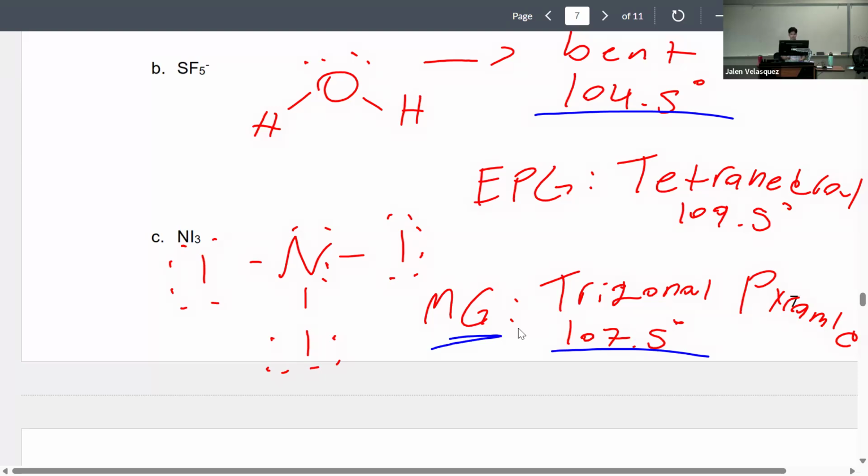Molecular. Yeah, because again, this is ideal, right? But that lone pair deviates away from the ideal. So you always answer with molecular. Okay. Any other questions on determining shapes or angles?